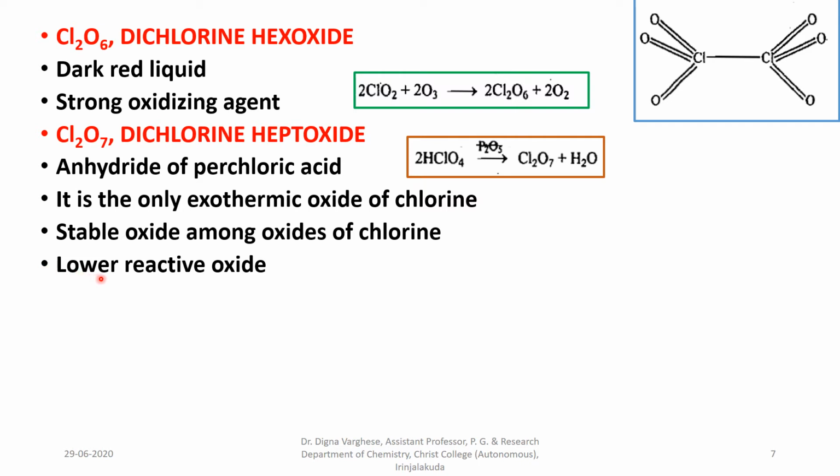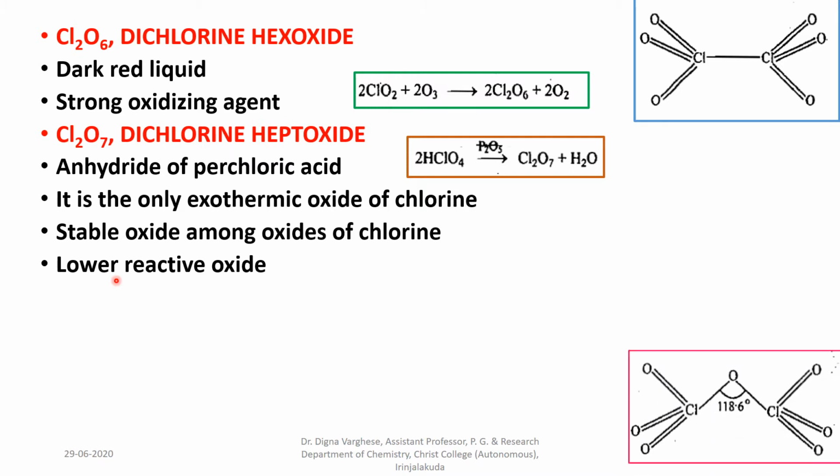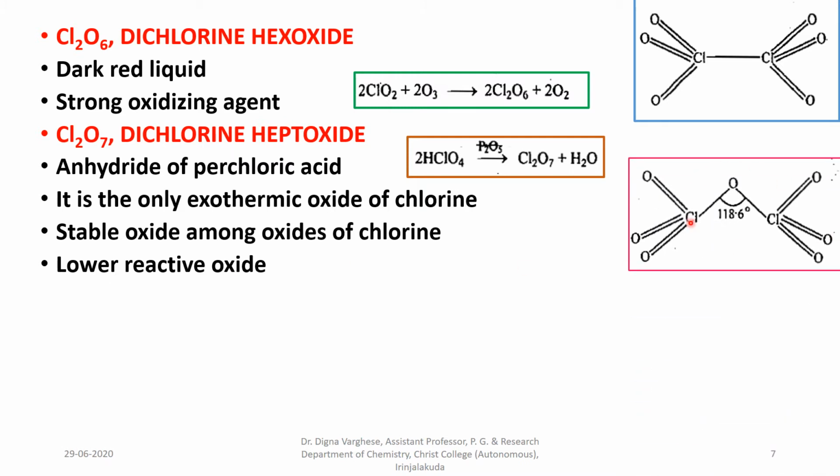Otherwise it is known as the lower reactive oxide, so it is highly stable. Its structure is like this, and it shows a bond angle. There is an oxygen bridging between the two chlorine atoms, and the bond angle is 118.6 degrees. One oxygen acts as a bridge, and the other 6 oxygens act as terminal oxygens.